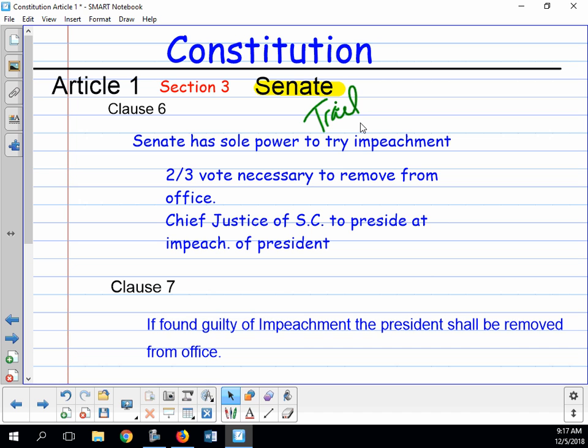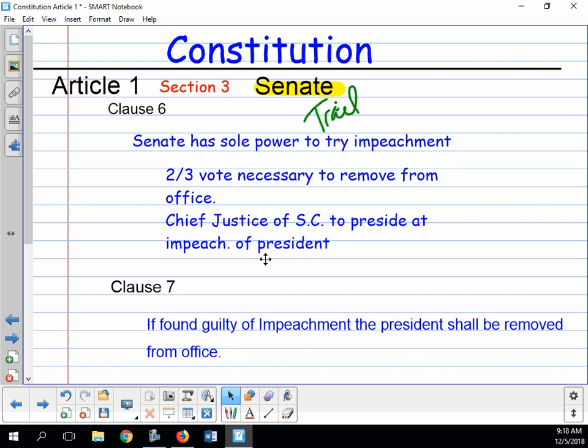It's an actual trial. Now, if the person is not the president, either a member of the House or the Senate or even somebody from the judiciary, Supreme Court, then the process is just handled by the Senate alone. However, if it's the president, then the Chief Justice of the Supreme Court becomes the judge for this whole process, the impeachment of the president.